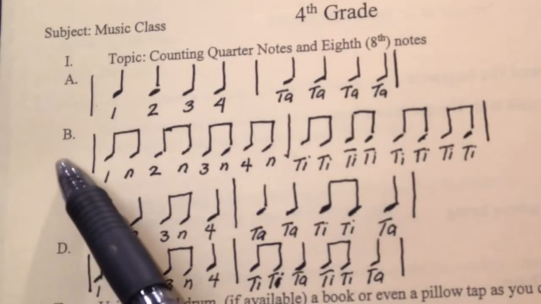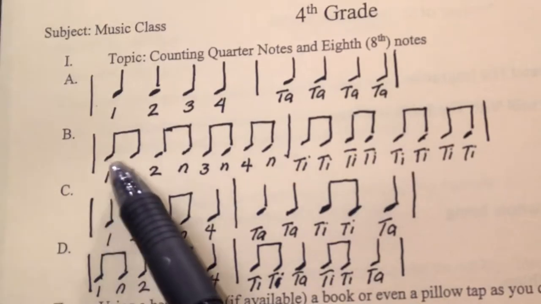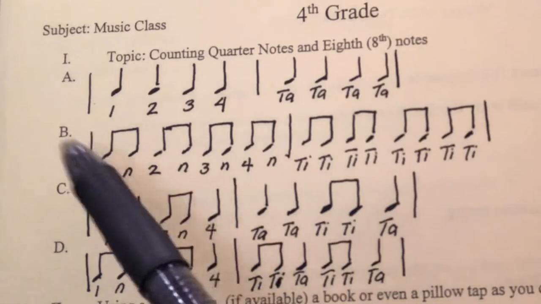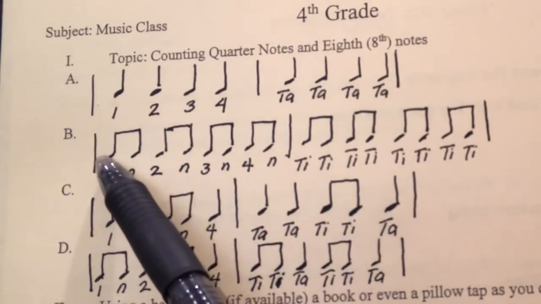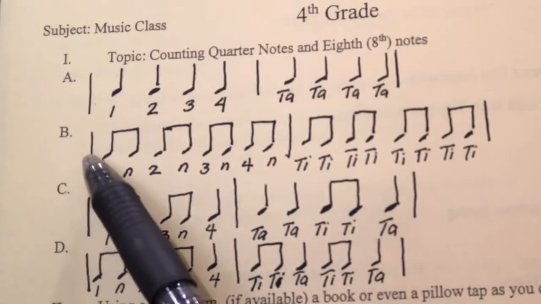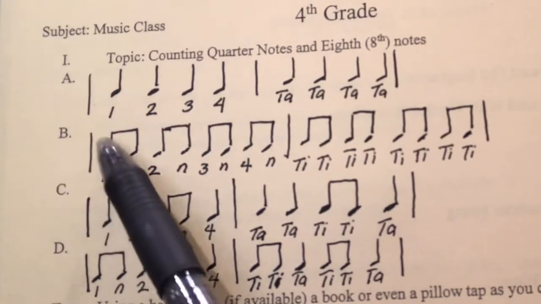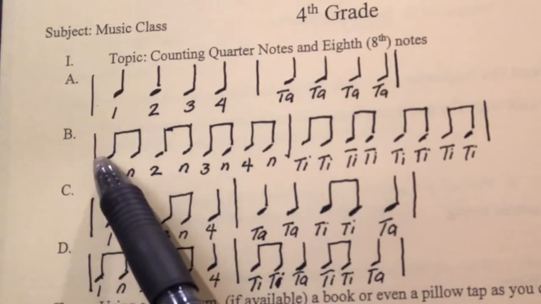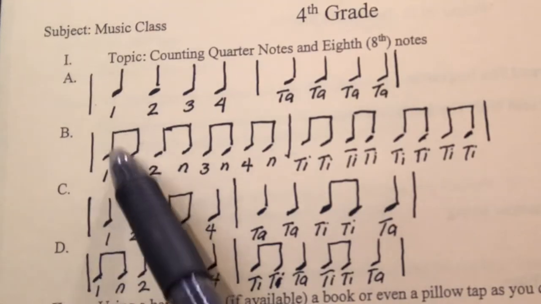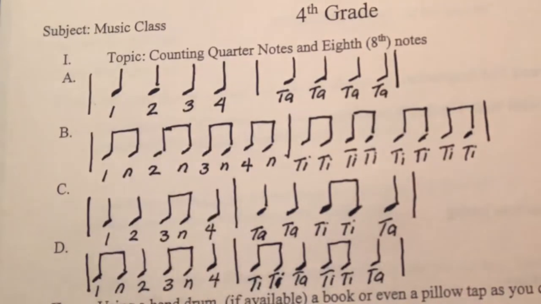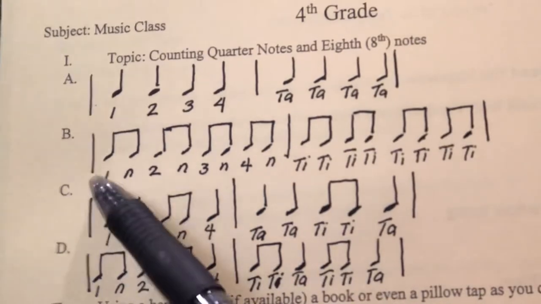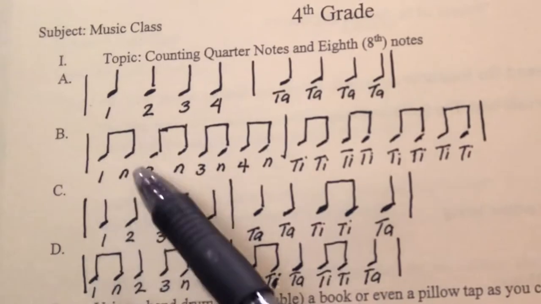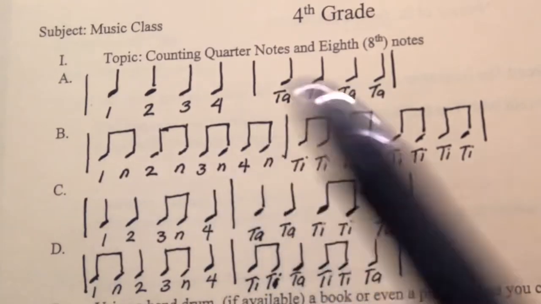On letter B, now we have an example of having eighth notes instead of quarter notes. An eighth note is equal to a half beat. So we have two of the eighth notes, half and half, equal to one beat. That's why two eighth notes equal a quarter note. When we count this, we go 1 and 2 and 3 and 4 and, 1 and 2 and 3 and 4 and.